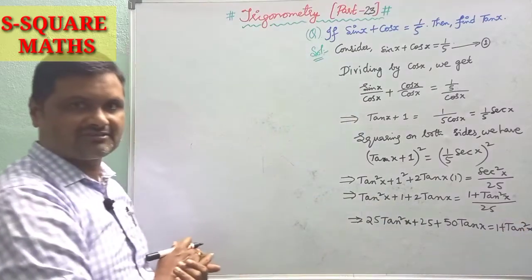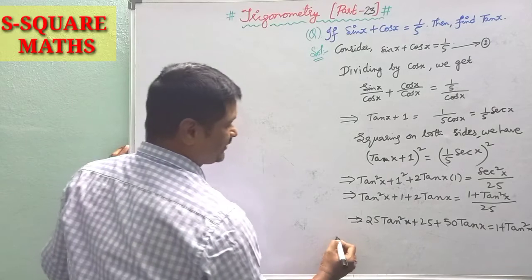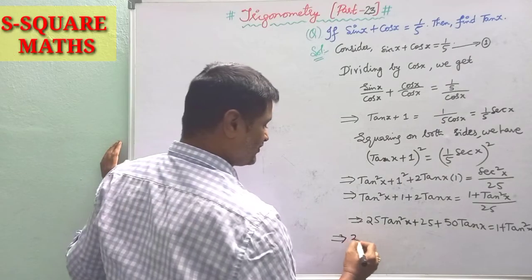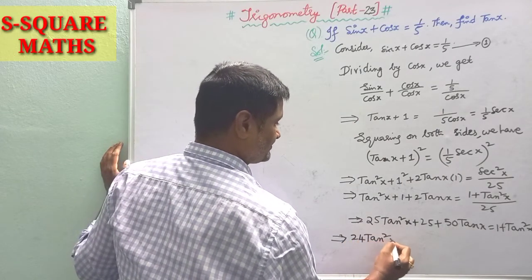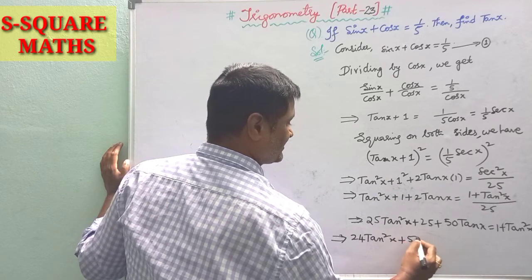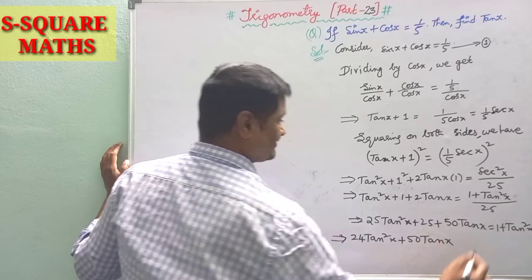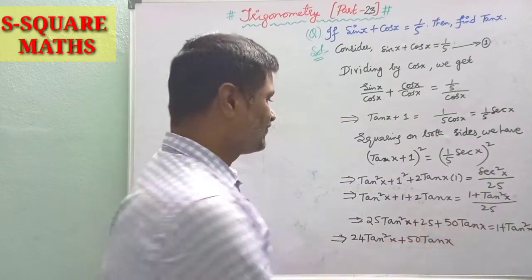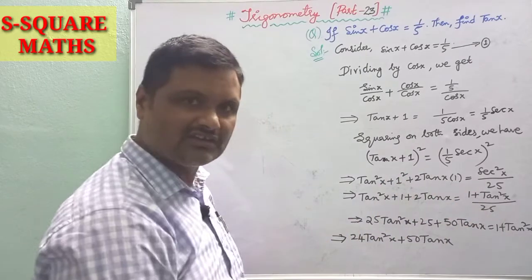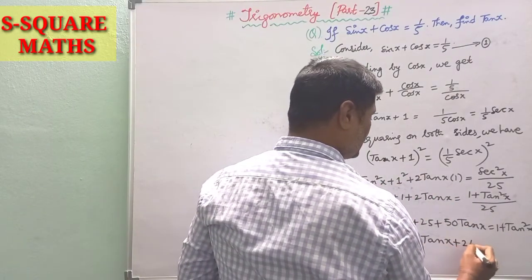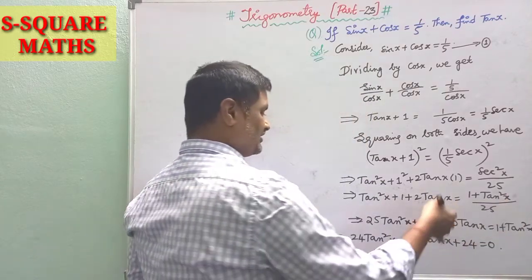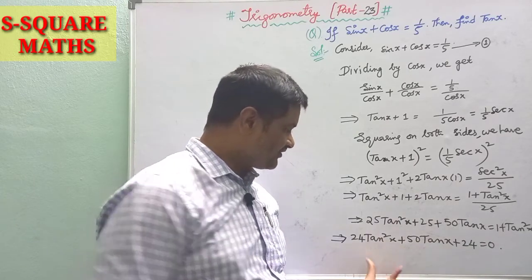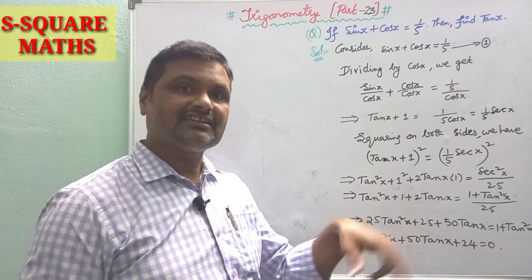Shifting all the terms to the LHS, I am going to get 25 tan square x minus tan square x, nothing but 24 tan square x, plus 50 tan x, and here 25 plus 1 transposed to the LHS, minus 1, so 24 is equal to 0. Finally all the terms have been reduced to three terms. If you observe carefully, this is a quadratic equation in tan x.